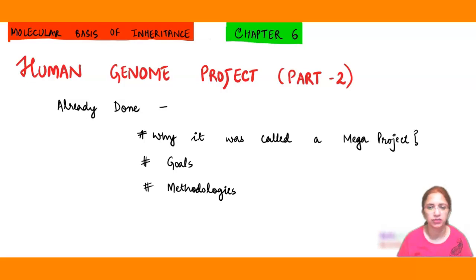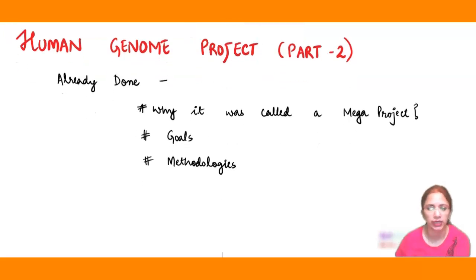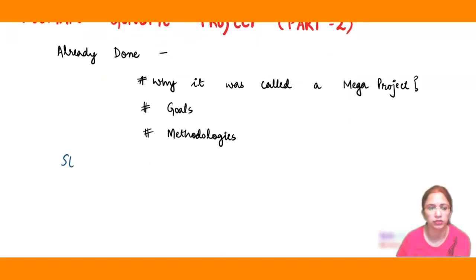We are here to discuss the second part of the Human Genome Project. In the first video of the Human Genome Project, we have already discussed why it was called a mega project, what the goals were, and what methodologies were adopted. Now we will move ahead quickly and see what the steps were to sequence the human genome.